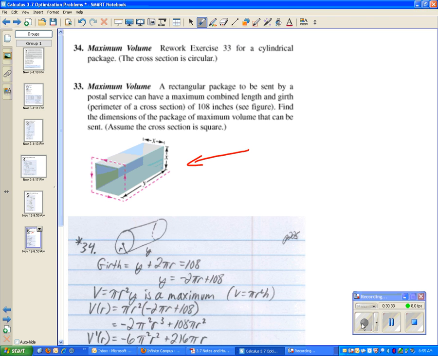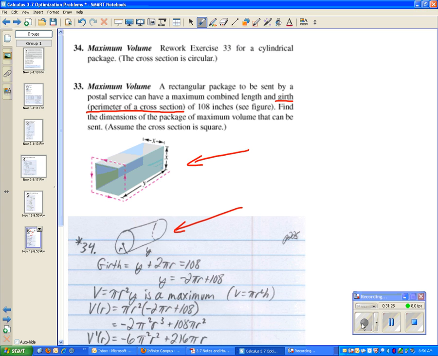All right, so we're supposed to find the dimensions of the package of maximum volume, except we have a cylinder instead of a rectangular pyramid. All right, so I made a new picture, which you will now copy down on your paper, of a cylinder instead of a rectangular prism. Did I say pyramid a while ago? Yeah. Prism. Now, we got to use the same definition of girth. It's the perimeter of a cross section.